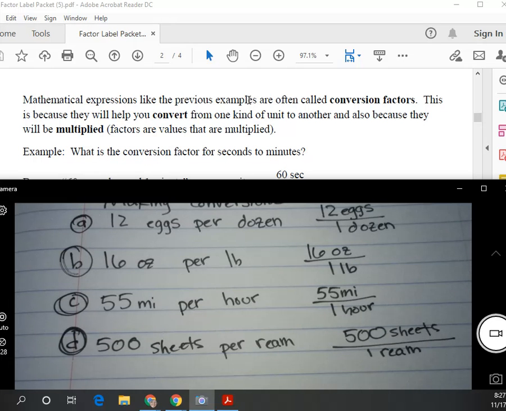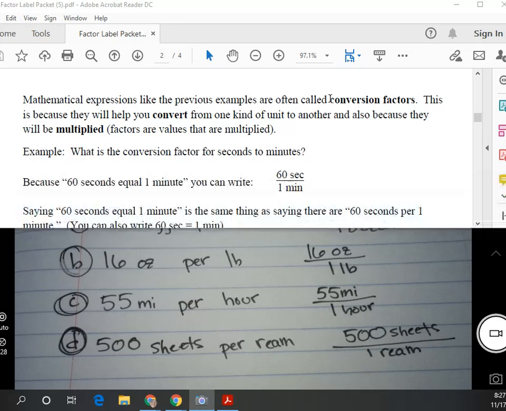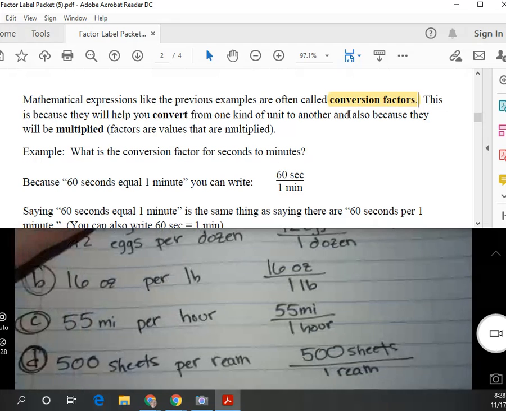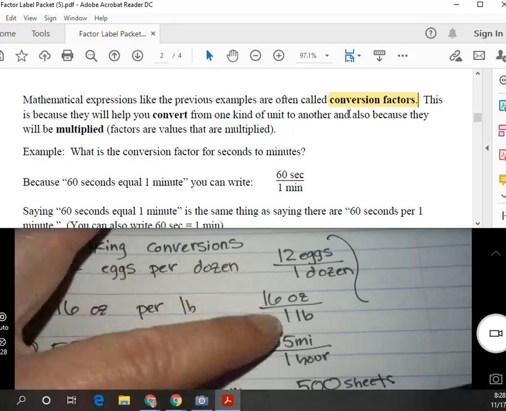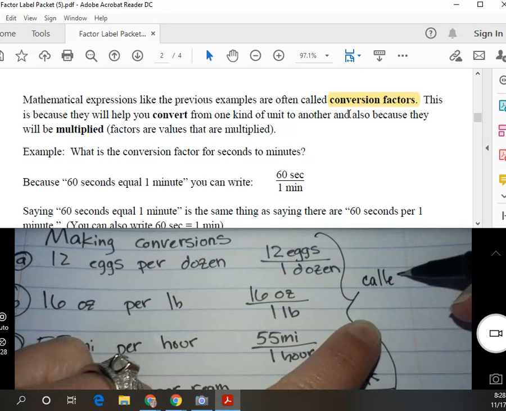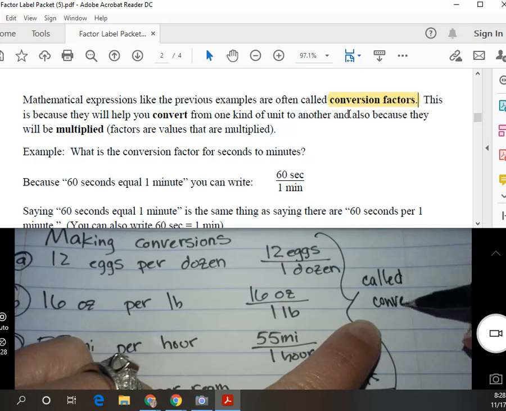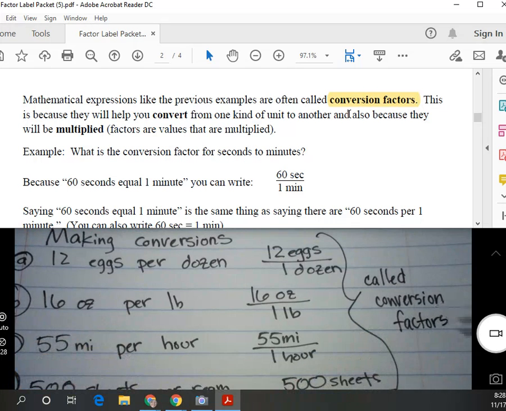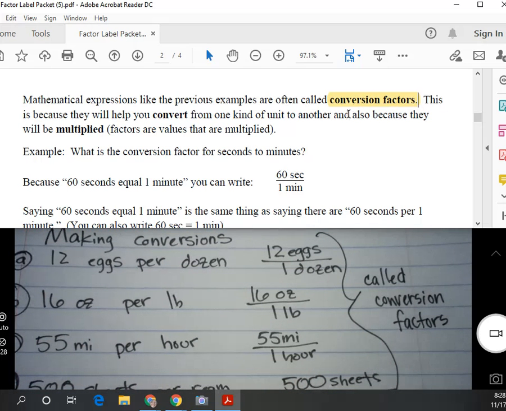Mathematical expressions like the previous examples are often called conversion factors. This is a very important term for what we're doing, conversion factors. So let's go ahead and label them. All of these things are called conversion factors. And we're going to use those in the math that we do.